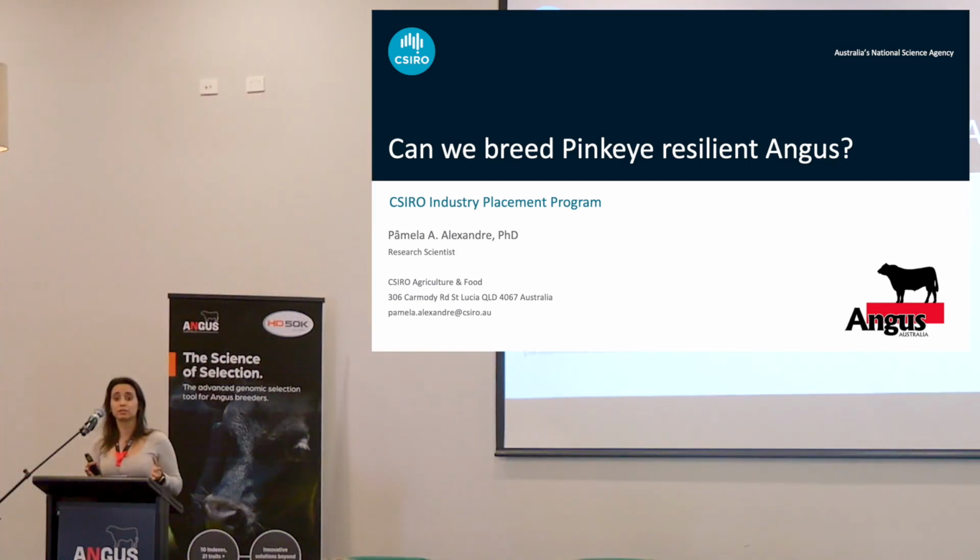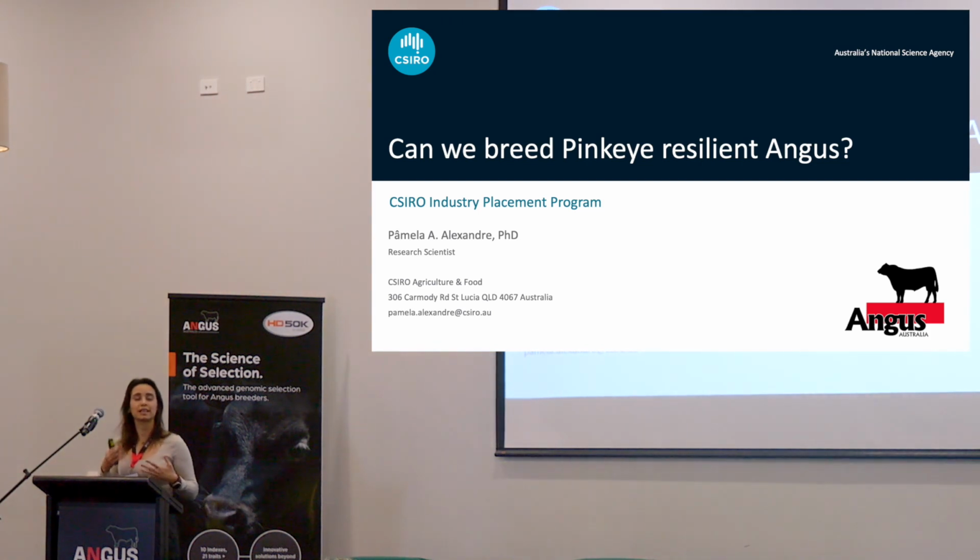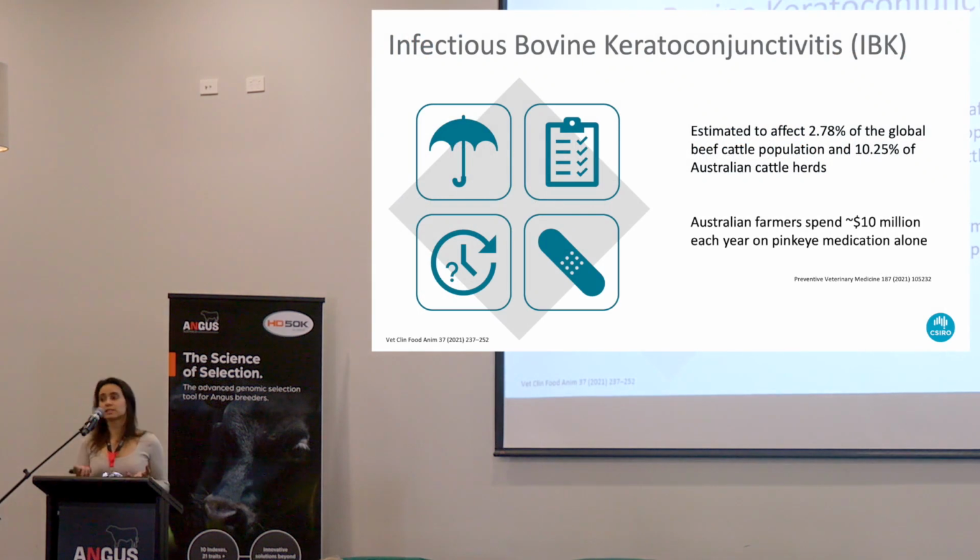So we needed a plan to do that, and what I'm going to do today is to walk you through the different steps or stages of this plan, and until where we are now, which is what I really want to talk about. So the first thing we needed to do was to understand better the disease, understand the phenotype, so how to record it, and understand what was known about the genetics of PINKEYE.